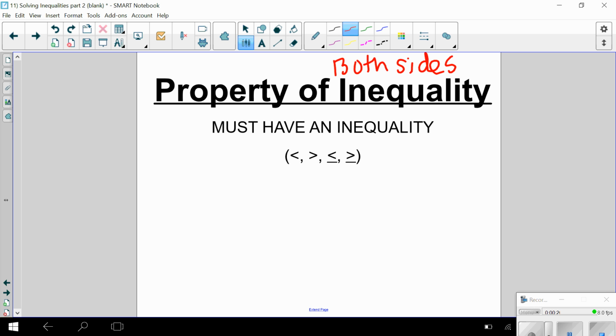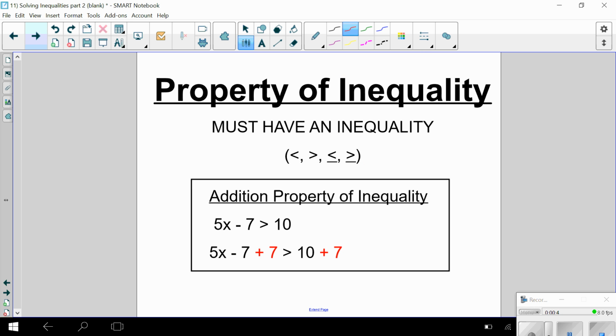So it occurs on both sides. The biggest difference is instead of having an equal sign, we must have an inequality. So less than, greater than, less than or equal to, or greater than or equal to. The first property of inequality we're going to look at is the addition property of inequality.